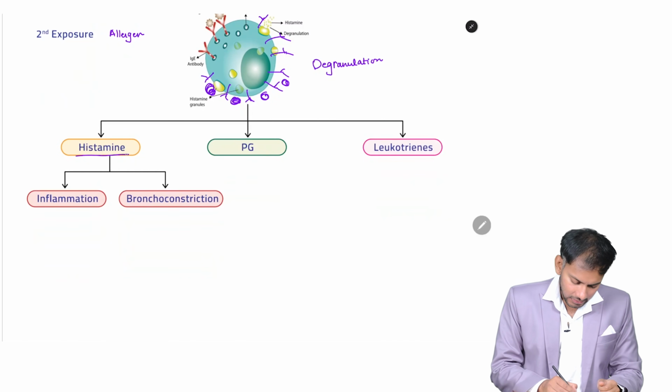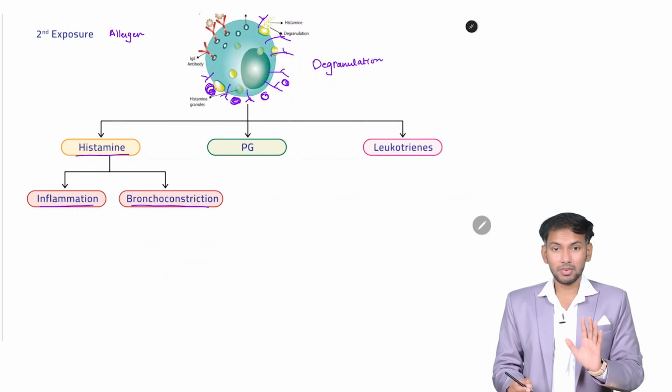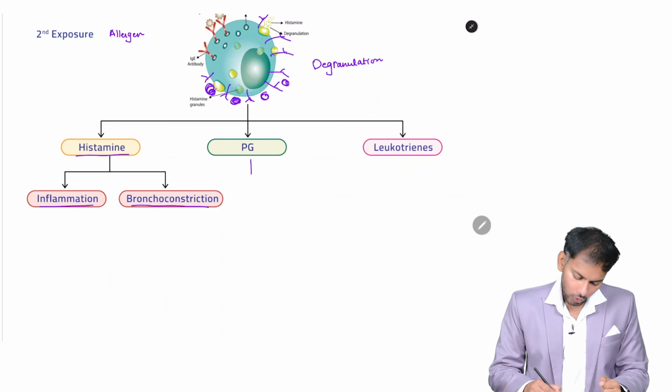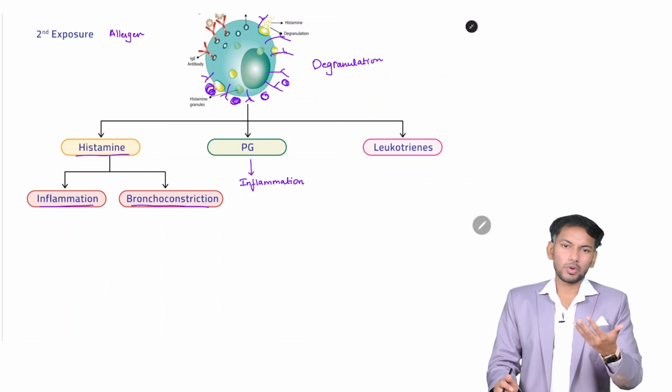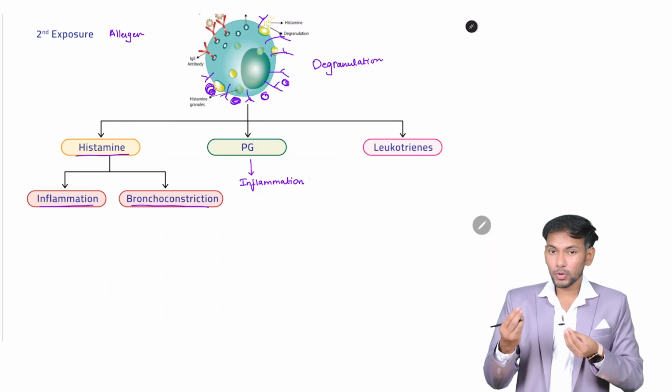Now, what is histamine doing? All of you know it will cause inflammation and bronchoconstriction. What is prostaglandin doing? It will also cause inflammation. What are leukotrienes doing? They will also cause bronchoconstriction. But what is important, you have gotten your aims of treatment. How are you going to treat it?